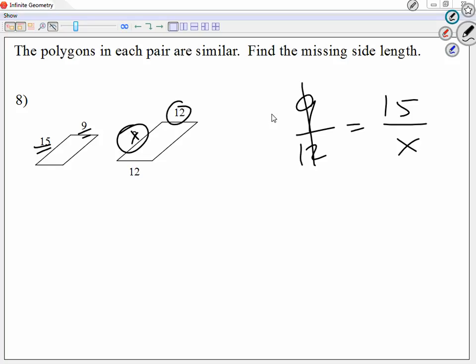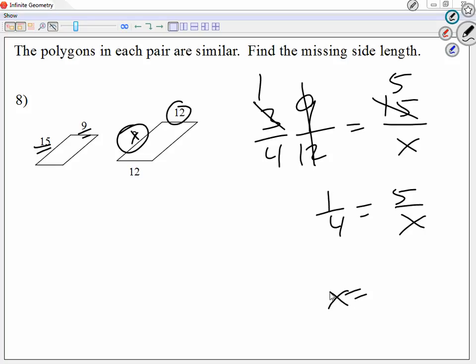9 over 12, I'm going to call that 3 over 4. Right, I simplify the fraction. Side to side, 3 and 15, let me divide each by 3. So just to make it a little more clear, I have 1 over 4 is equal to 5 over x. So what's x? 20.